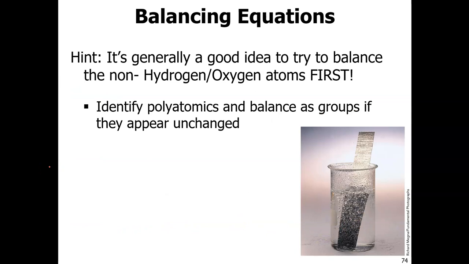Just as a hint for balancing equations, it's a good idea to try to balance the non-hydrogen, non-oxygen atoms first. So look for, like in that last example, not necessarily the hydrogen, but the chlorine. And that one helped us by addressing that. It fixed both of the problems. Also, it's a good idea to identify polyatomics and balance those as groups as long as they don't change. If you add an oxygen or a hydrogen to that grouping, then that's changing it. So if you can identify those as groups, that will make things easier.